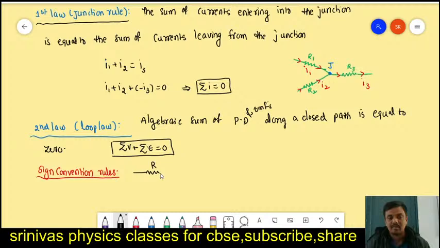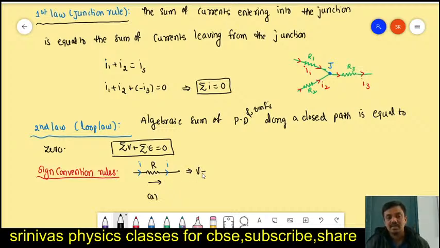Then you are selecting a path that is in the direction of the current. For example, the current is flowing to the right side, and you are also going right side. This is the first rule I am going to explain. The first rule is that in this case you have to take the potential difference.